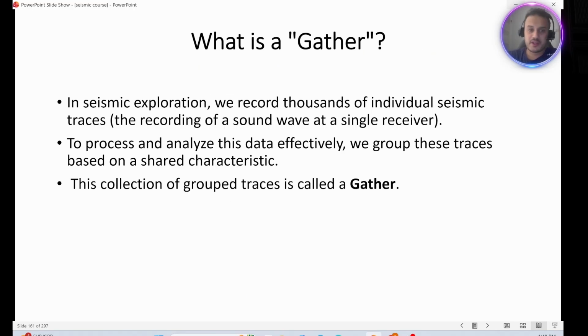So what is gathering? In seismic exploration, we record thousands of individual seismic traces. To process and analyze this data effectively, we group these traces based on shared characteristics. This collection of grouped traces is called a gather. So we have thousands of individual traces, and we gather them in order to have one dataset.